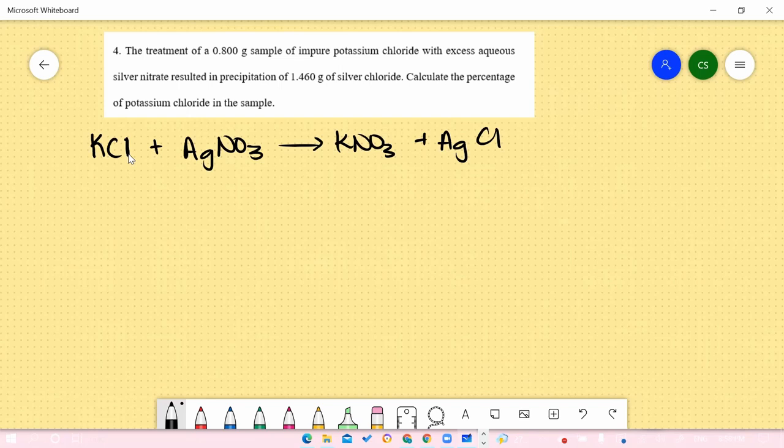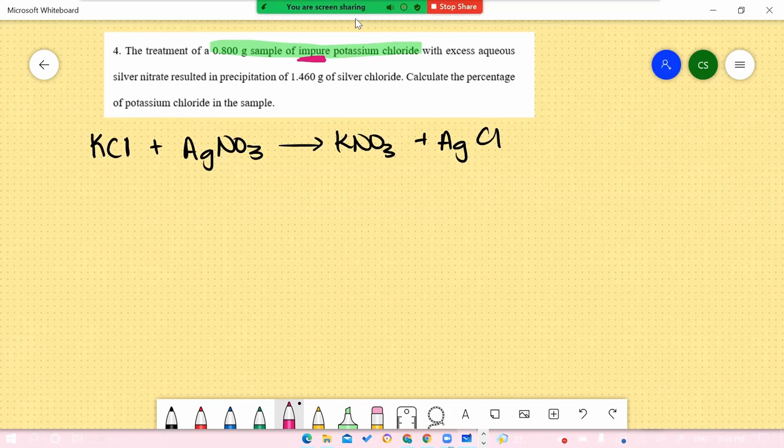Now we can put in the numbers. We got 0.8 grams of potassium chloride. You're forgetting chloride, a very important word. Impure potassium chloride, so what does that mean? It means that it's not completely potassium chloride, it has other stuff in it, like impurities.